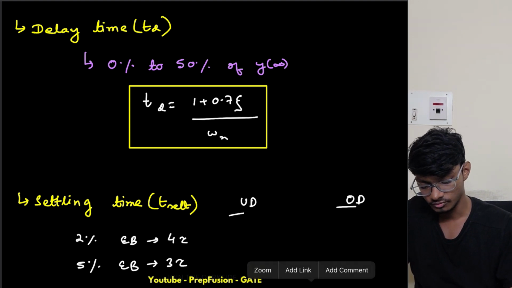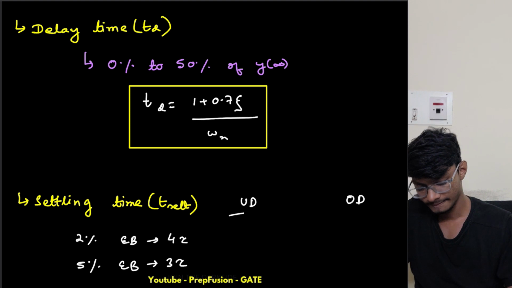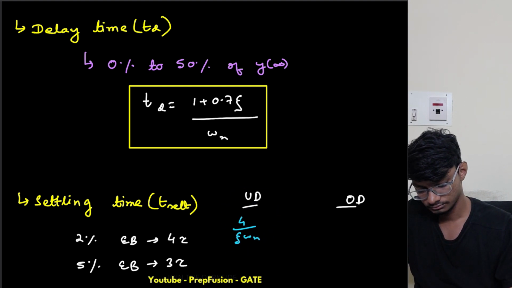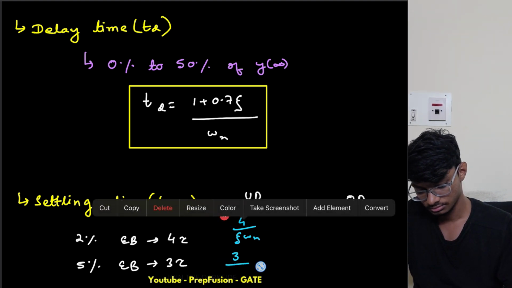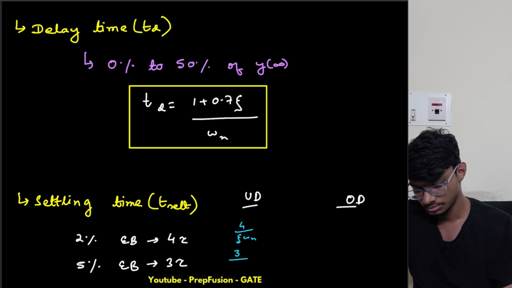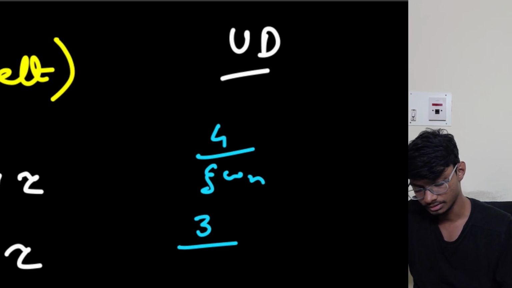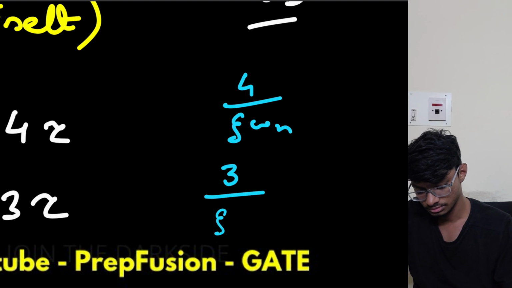So here it is basically 4 upon zeta omega n, and this is 3 upon zeta omega n. So I will write this in zoom format, 3 upon zeta omega n. And what is this equal to?